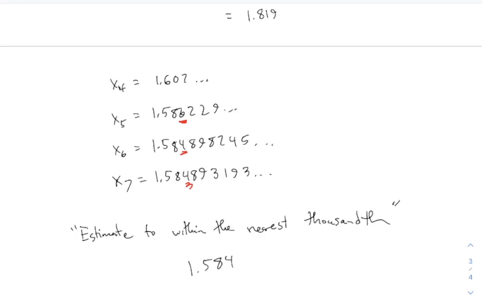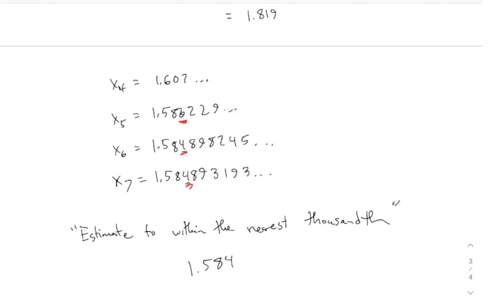So if they are asking you to get a certain amount of accuracy, you just have to do enough steps until you see that the answers are correct in those positions, all right? The answers don't keep on changing. All right, any questions about that?